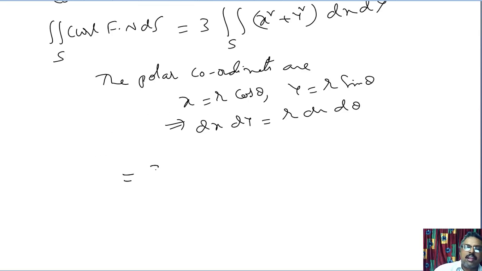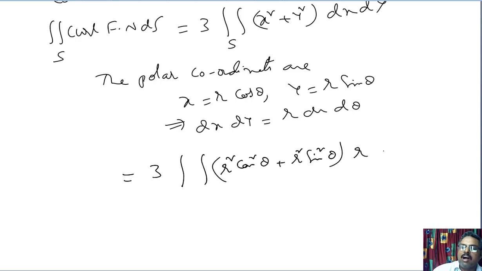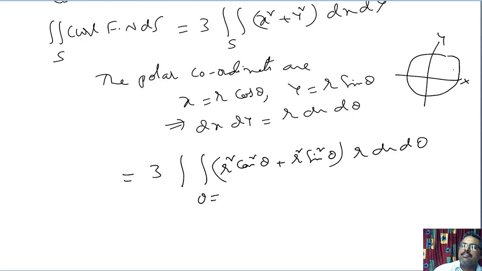Now this is 3 times the integral of x square plus y square, which is r square cos square theta plus r square sin square theta, and dx dy is r dr d theta. Now the angle in a circle: suppose you take the circle, what is the total angle in 2 dimensions? The total angle is 0 to 2 pi, so theta is 0 to 2 pi. Now the radius here is 1 unit, so r is 0 to 1.